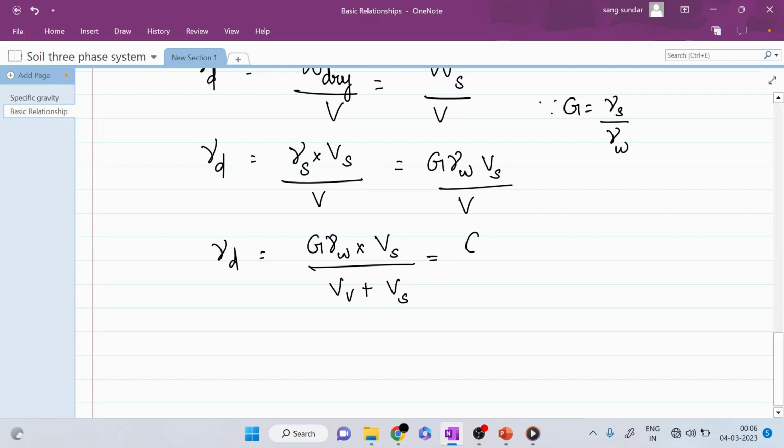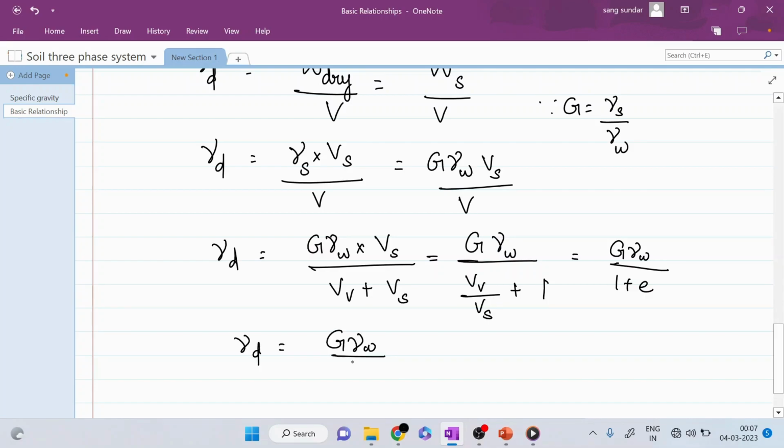And just bring this Vs into the denominator: Vv by Vs plus Vs by Vs is 1. What is Vv by Vs? Our void ratio. Hence, G gamma W by 1 plus E is equal to gamma D. Gamma D is equal to G gamma W by 1 plus E. So, note down this relationship also.